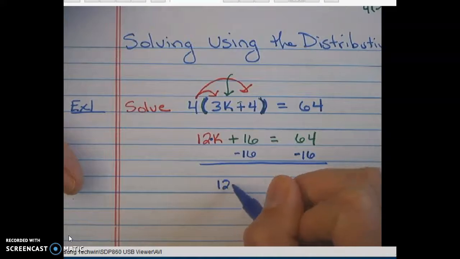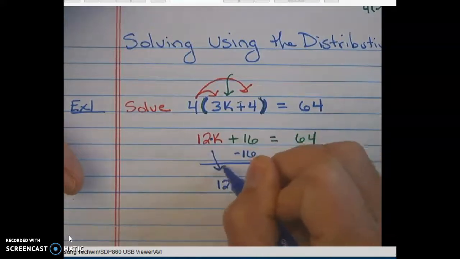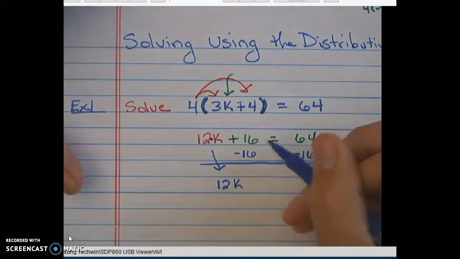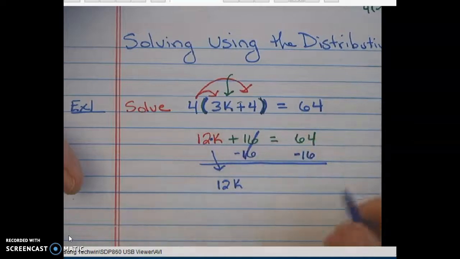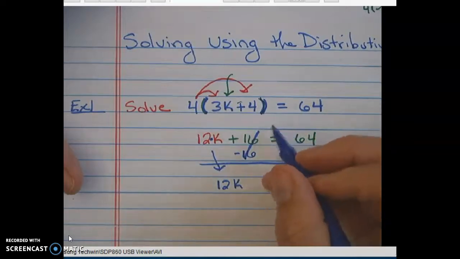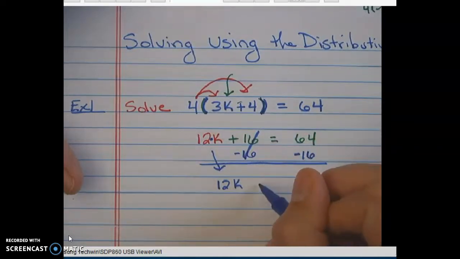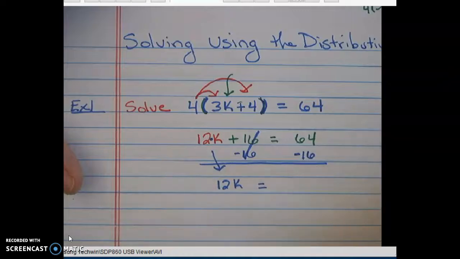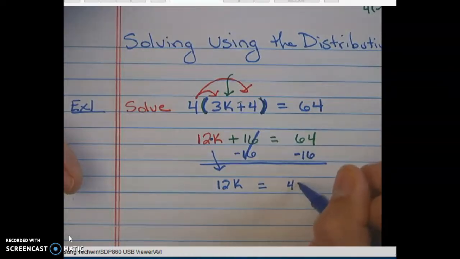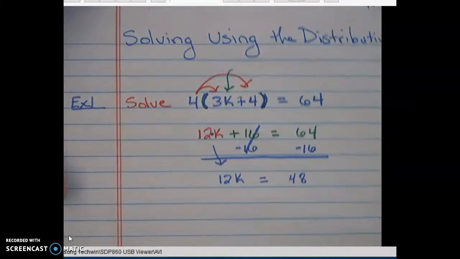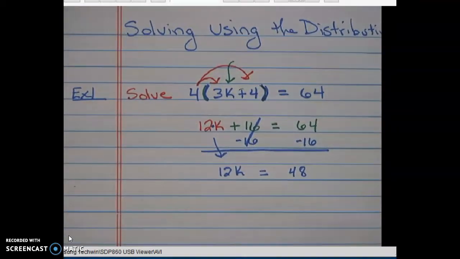So I'm going to have 12k that comes down. So this we didn't do anything with, so that's still on the left-hand side. 16 minus 16 is 0, so I just cancel it out. That's what that mark is, me just saying I don't need to worry about it anymore. Equal sign comes down, and then 64 minus 16 is 48. And so I get a brand new equation that says 12k equals 48.